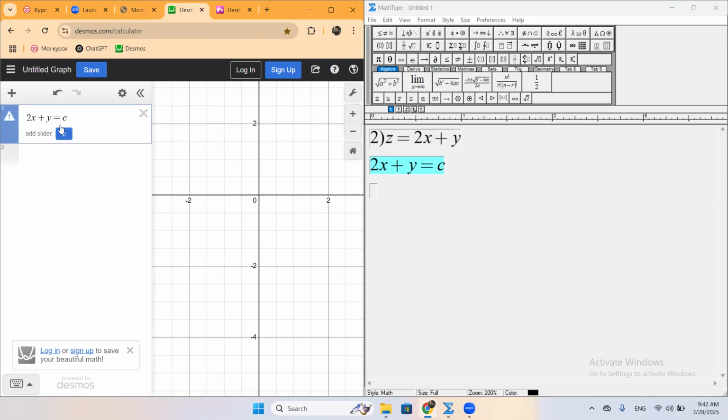So actually we found the level lines, and now let's plot them. So I can add a slider, for example, and I can modify it. And whichever value of c we assign, it actually will be a level line of the function. I also can plot several graphs.